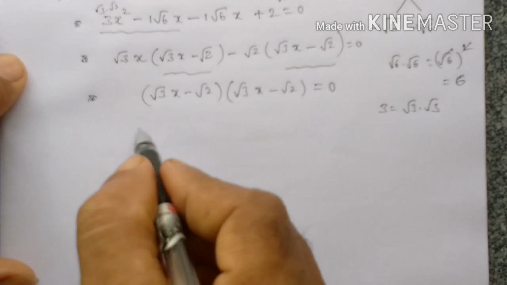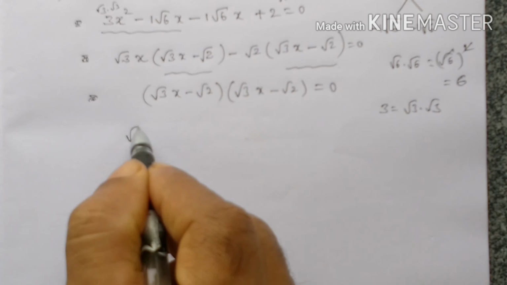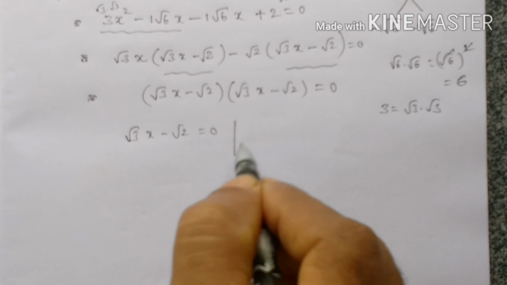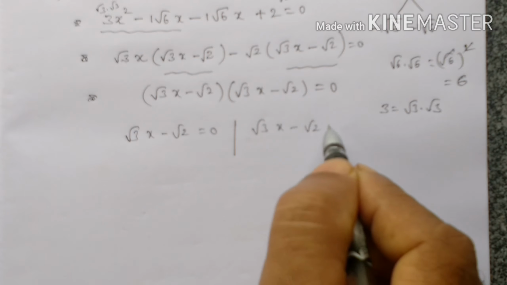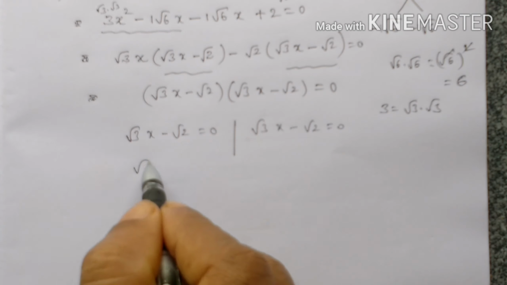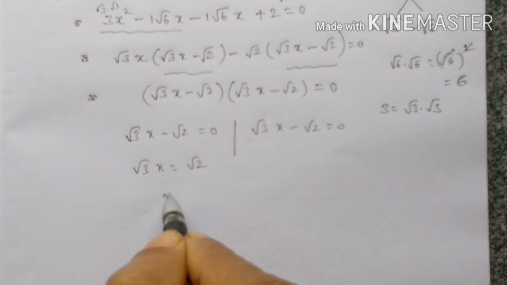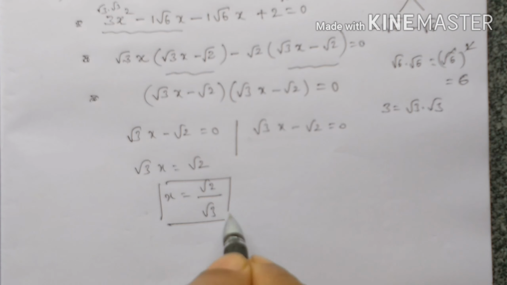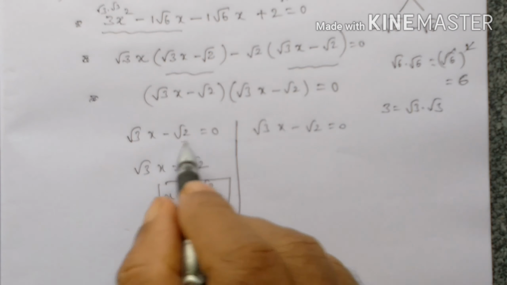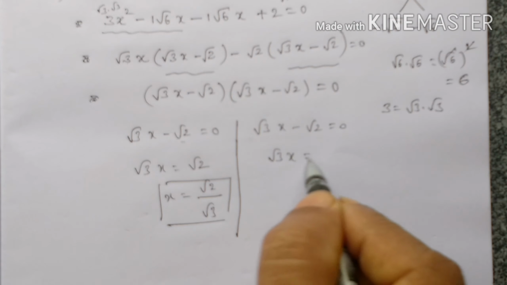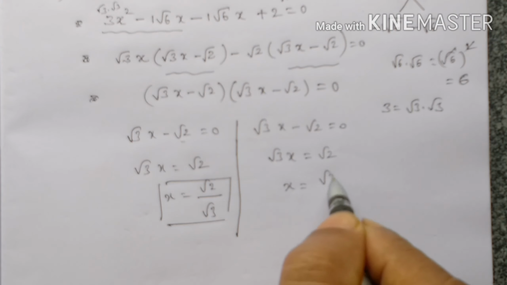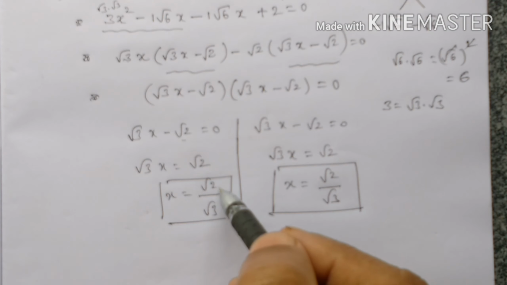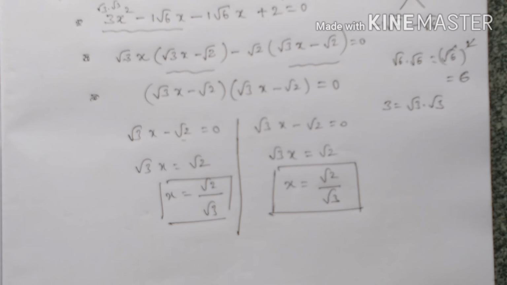So once again equate to 0 now. Root 3x minus root 2 equal to 0. So this is also the same, root 3x minus root 2 equal to 0. So root 3x is equal to root 2, x is equal to root 2 divided by root 3. So this is also very similar to this, because both the expressions are very similar. Hence you are going to get the same roots. So therefore the roots of this equation are root 2 by root 3, root 2 by root 3.